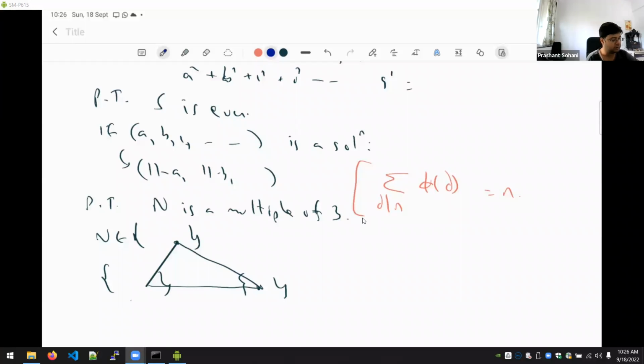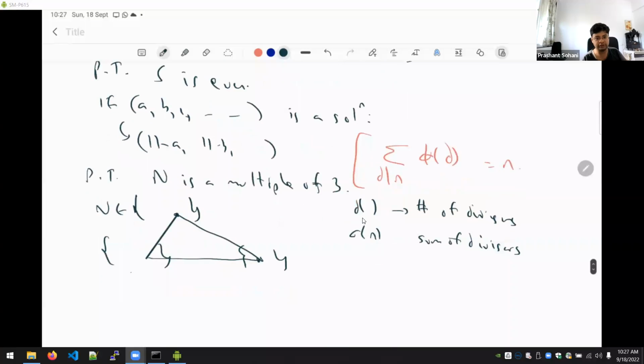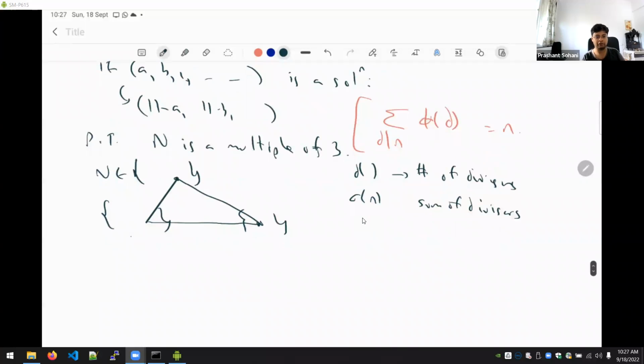So we spoke a lot about phi of n, but similarly there are two other functions which we can also consider, which are d and sigma. So d of n is the number of divisors of n, and sigma of n is the sum of the divisors. Those also have some similar properties. And in fact, all of this together comes under the topic of what I called earlier the arithmetic functions.